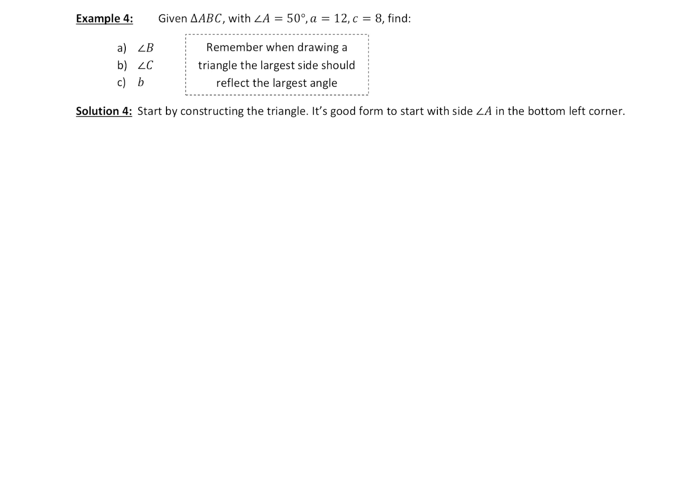So I think this is the last example. And then we will move on to the next section. So here we have triangle ABC, and we got angle A, 50 degrees, side A is 12, and then side C is 8. So let's draw this thing.